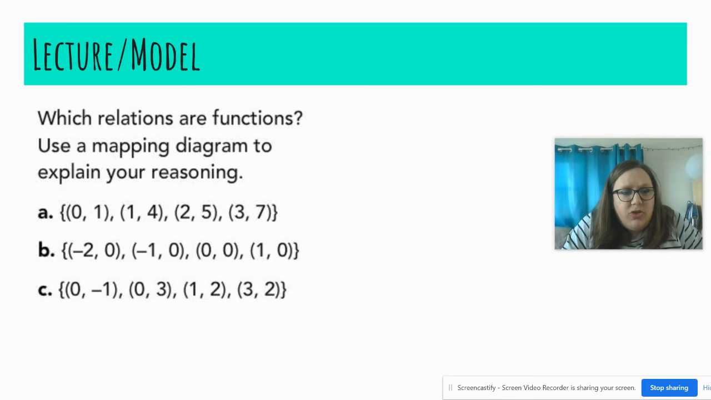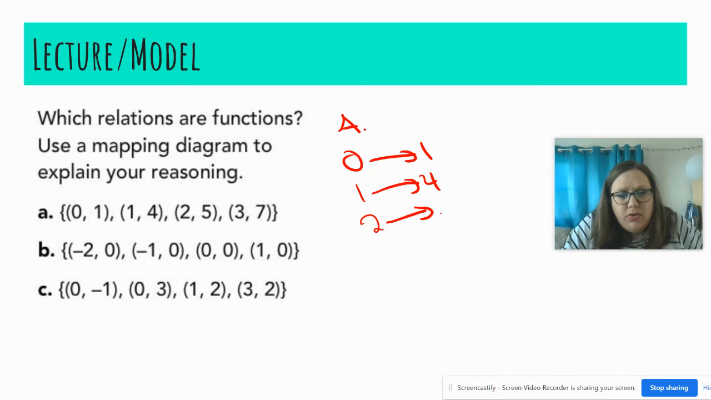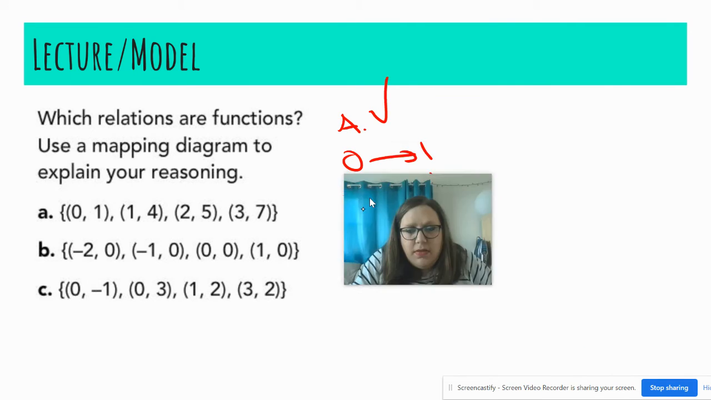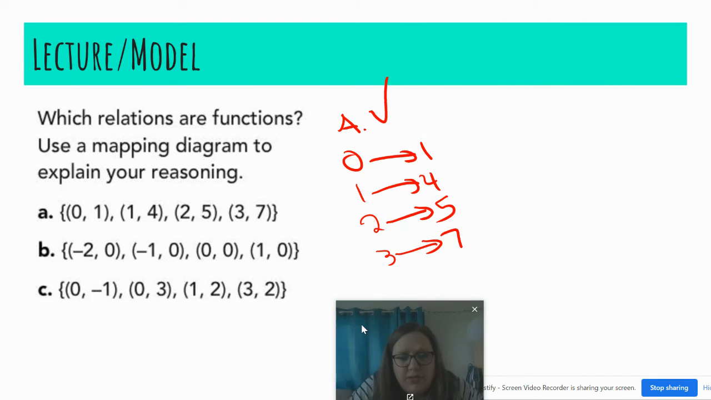Which relations are functions? Use a mapping diagram to explain. So let's do A up here. I have 0 to 1. I have 1, 4, 2, 5, and 3, 7. All of those have only one output, so A checks out because each input only has one output. All right, and now let's go to B.